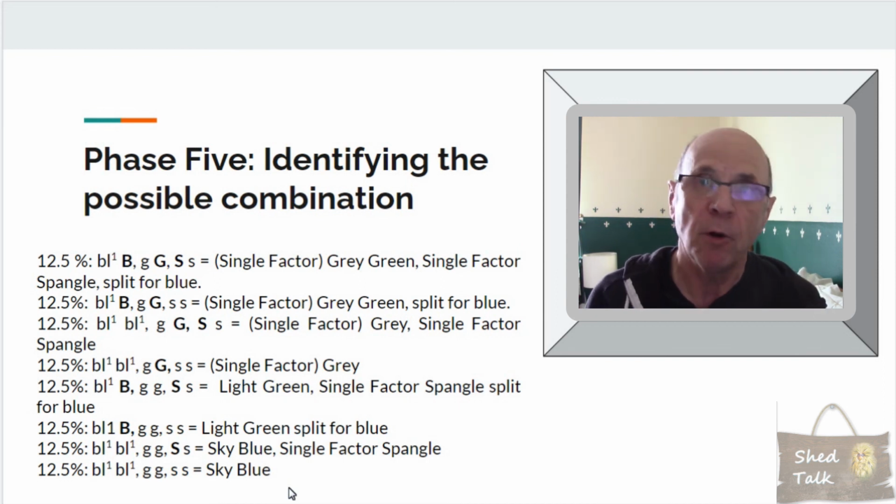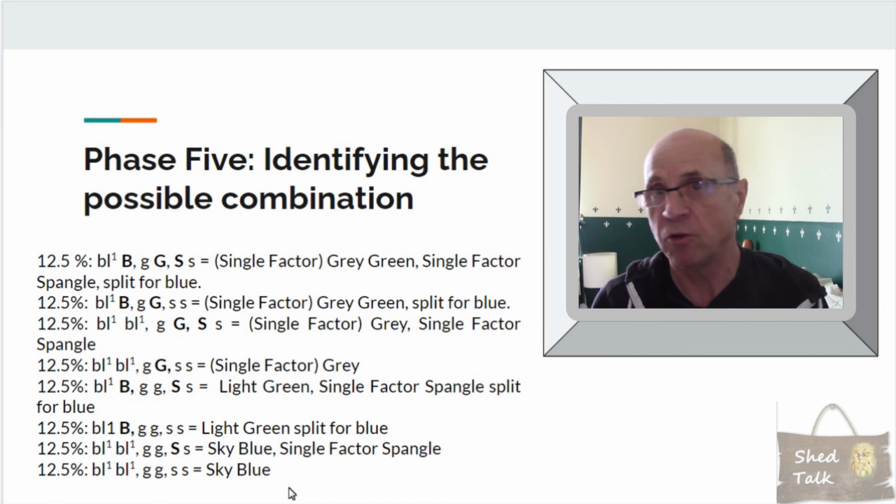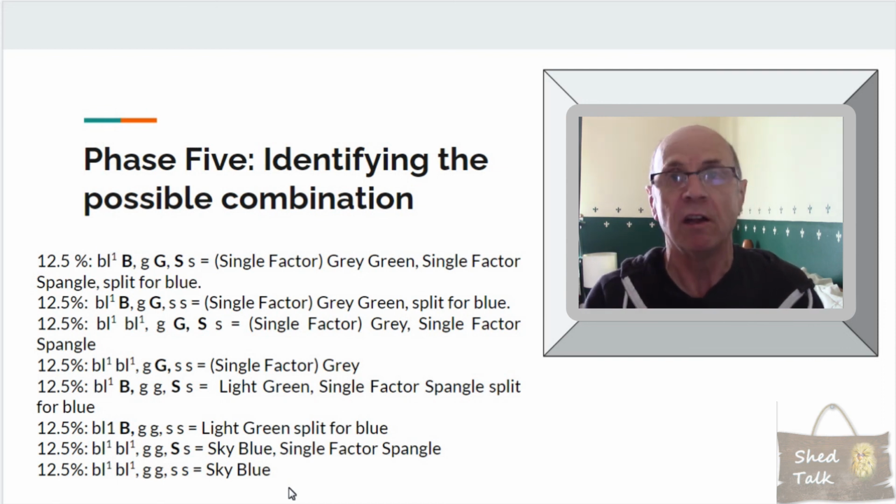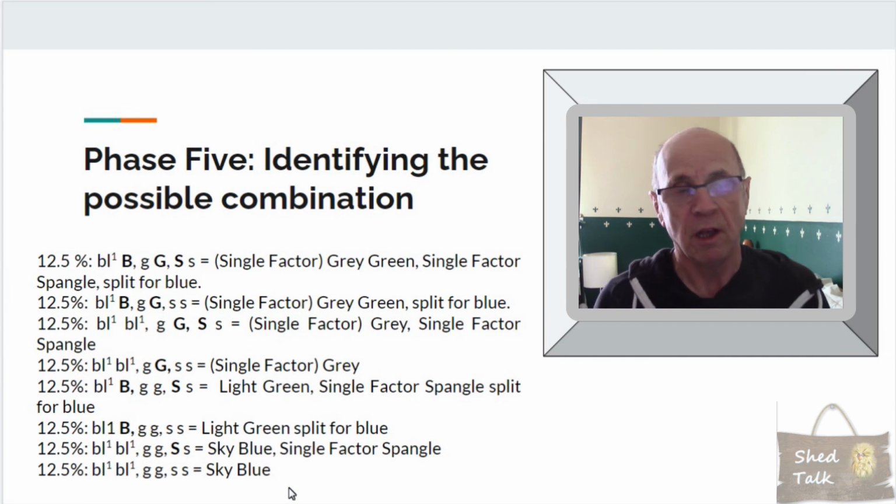Of course, these are only possible outcomes. It might be that you end up with all the same birds in the nest, because the chances of it happening are, as I say, the percentages that we've got there, the 12.5%.